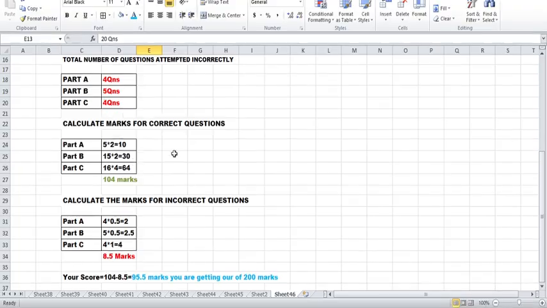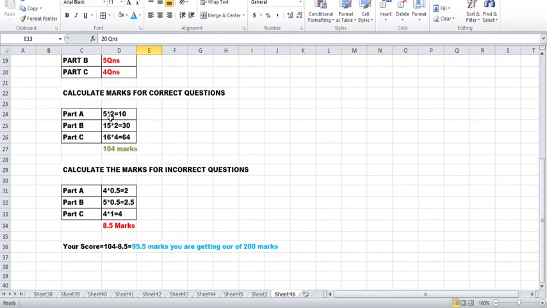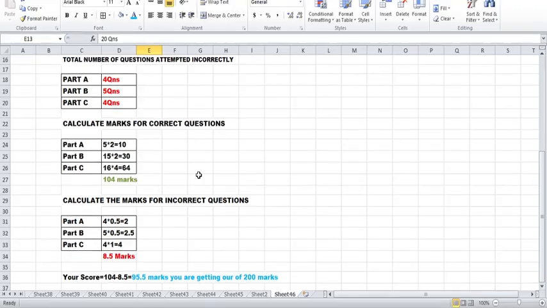Now you need to calculate the marks for correct questions. In part A and part B, for each correct question you will get 2 marks, and in part C, for each correct question you will get 4 marks. So 5 into 2 is 10 marks, 15 into 2 is 30 marks, and 16 into 4 is 64. Adding 10 plus 30 plus 64, you get 104 marks.